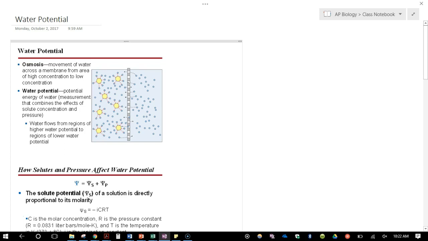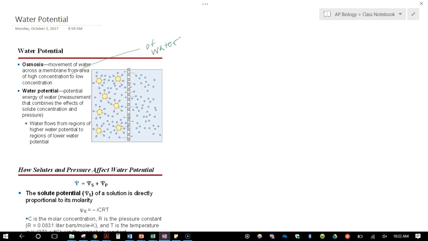Remember that osmosis is the movement of water across a membrane from area of high concentration to low concentration. So high concentration of water to low concentration of water. Okay, you can also sometimes see osmosis described as water moving to areas of high solute concentration. So you could see that appearing in different ways, but it means the same thing.